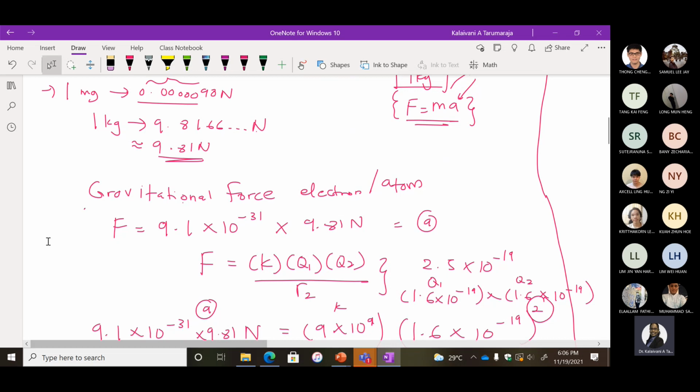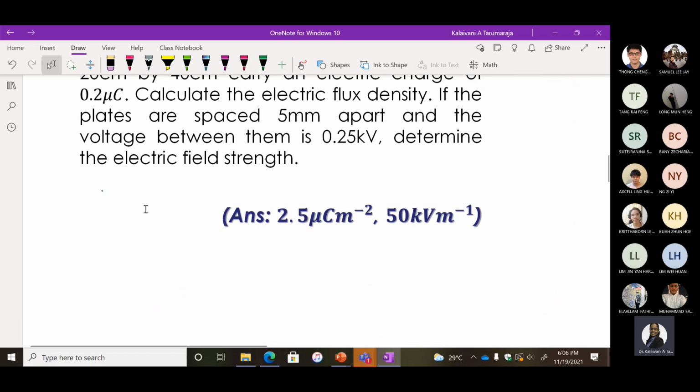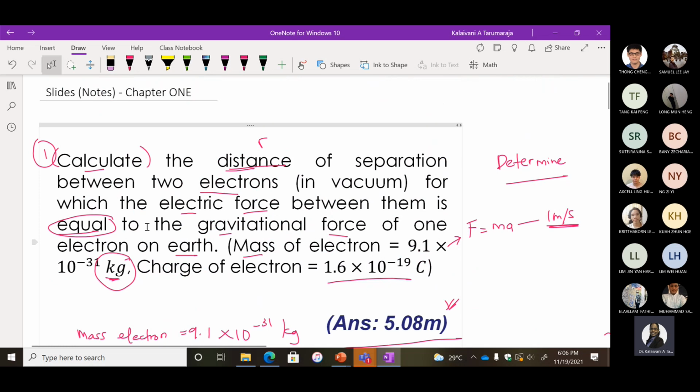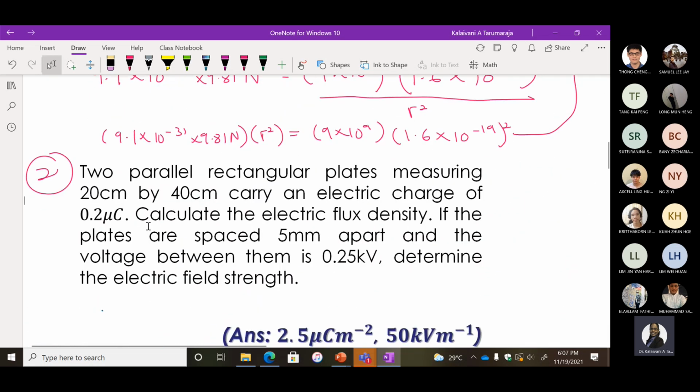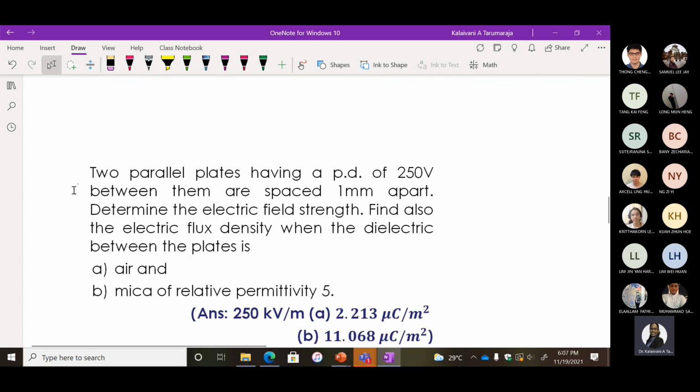Even though Miss has other questions, they are not from your slide, they are from the reference book. The second question is also from your slide, but I leave it as a task for you for today's class because I already dragged too long, and some of you prefer to finish the class earlier. So number 2, and also number 3, I want you to do on your own.